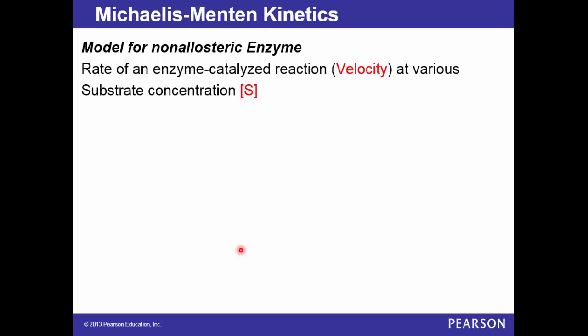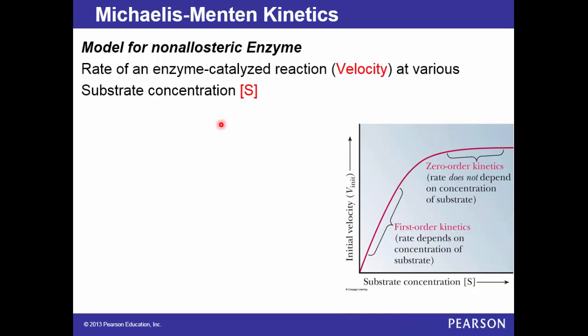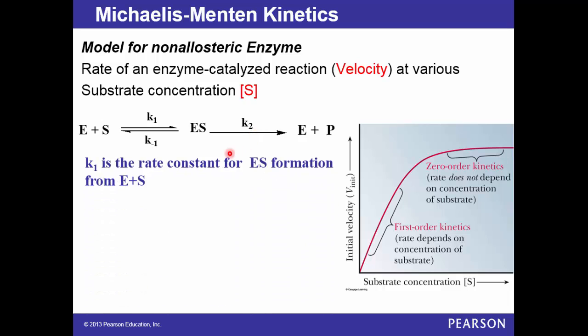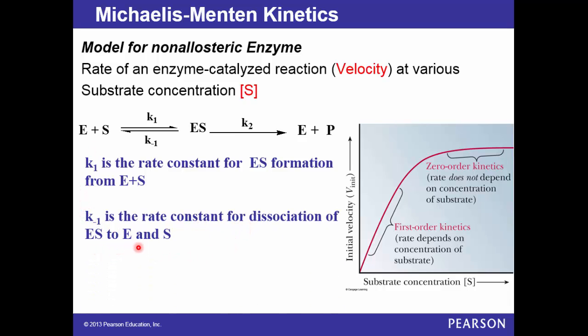The Michaelis-Menten kinetics model for non-allosteric enzyme. Now, rate of an enzyme catalyzed reaction or the velocity at various substrate concentration. If we plot this, we will get this hyperbolic type of curve. E plus S to produce ES. We have K1, K inverse 1, and then ES going to give E plus P, and we have K2. Now, K1 is the rate constant for ES formation from E plus S. K inverse 1 is the rate constant for dissociation of ES to E and S. And K2 is the rate constant for conversion of ES to P.